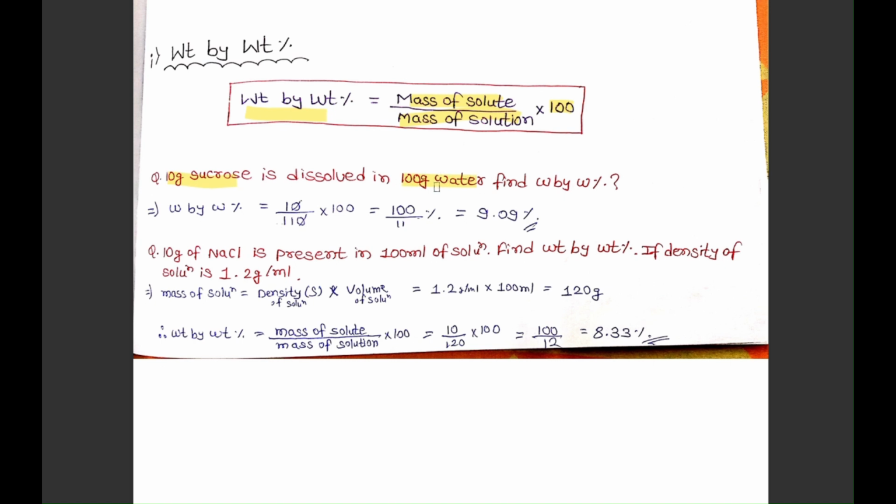So the solution will be 10 plus 100 is equals to 110 gram. Therefore, weight by weight percent is equals to 10 by 110 into 100. That is 9.09%. And similarly, there is another question. Try to solve it by yourself.